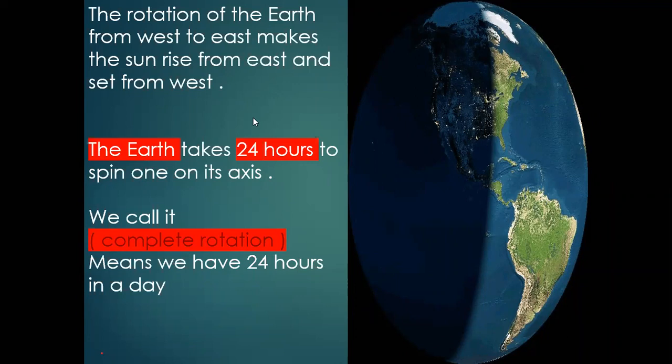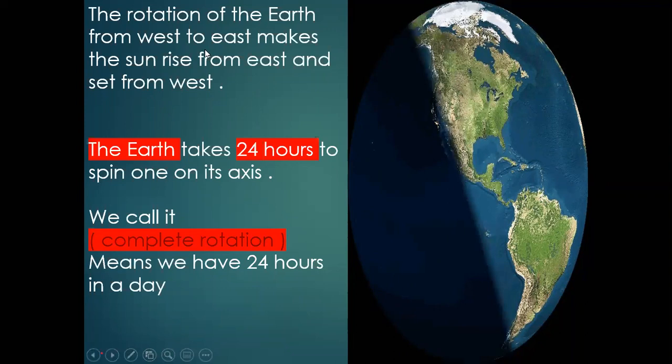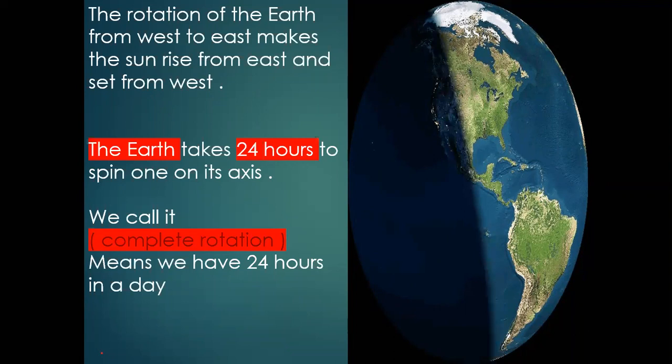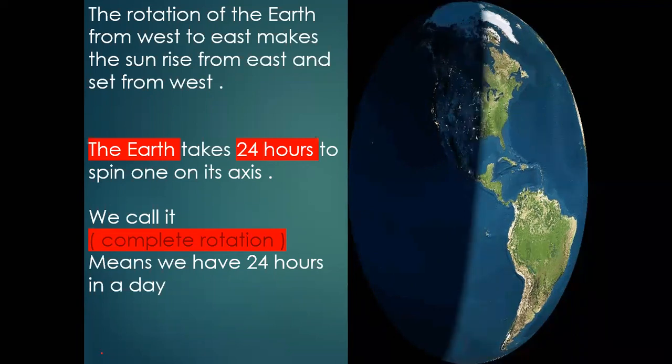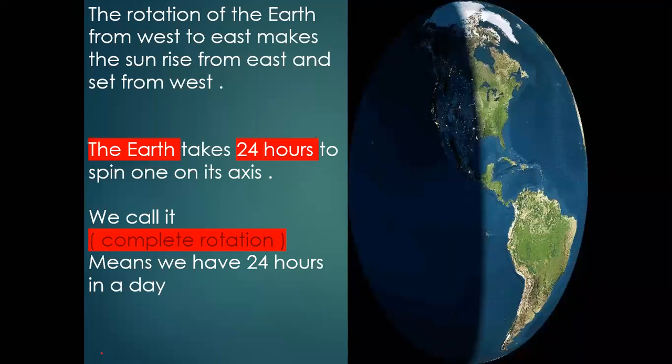The rotation of the earth from the west to east, meaning the movement of the earth from west to east makes us see the sun moving from the east to the west. Okay, okay. The rotation of the earth from west to east makes the sun rise from the east and set from west. Okay?